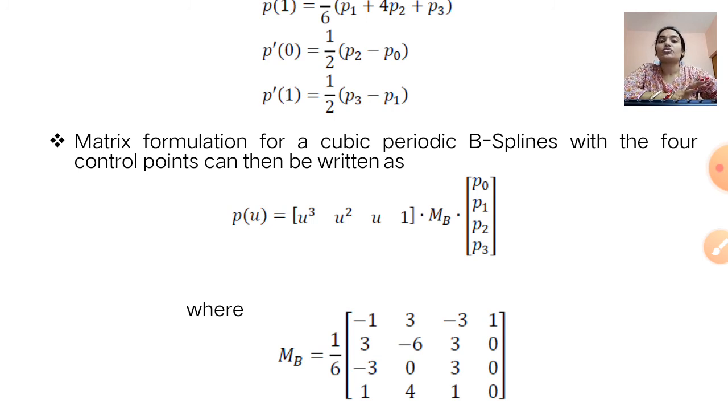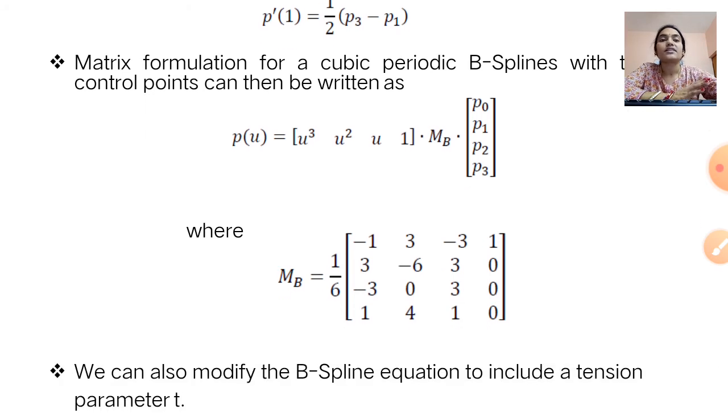Where MB equals 1 by 6 in the matrix form: minus 1, 3, minus 3, 1; 3, minus 6, 3, 0; minus 3, 0, 3, 0; and 1, 4, 1, 0. This one is your matrix form of MB.